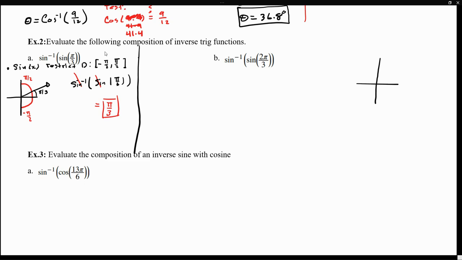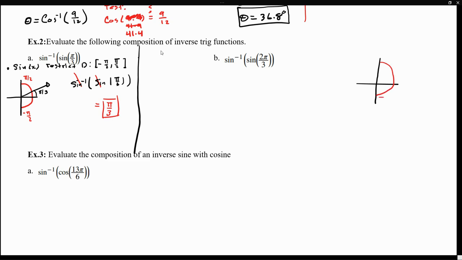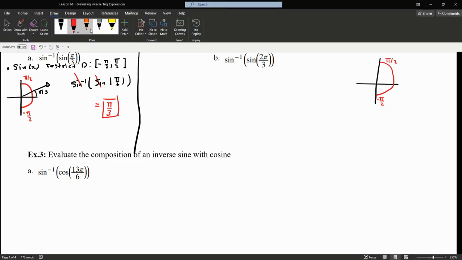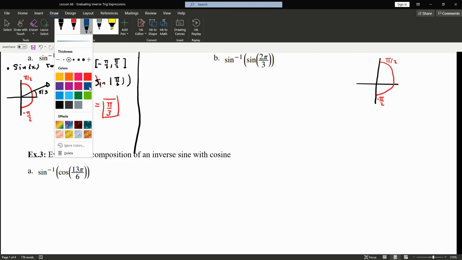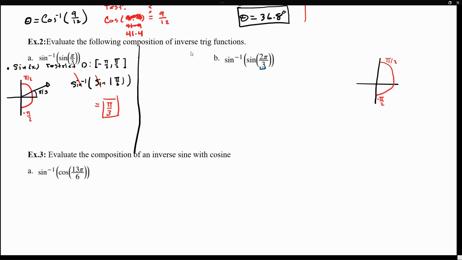So let's think about this. Again, if we want to apply the cancellation law, then my angle should be between negative pi over 2 and positive pi over 2, because that's the restriction that we apply for sine. But one thing that you might notice is this. If we graph 2 pi over 3, you will see that that's 120 degrees, and 120 degrees is definitely not in this restricted domain.